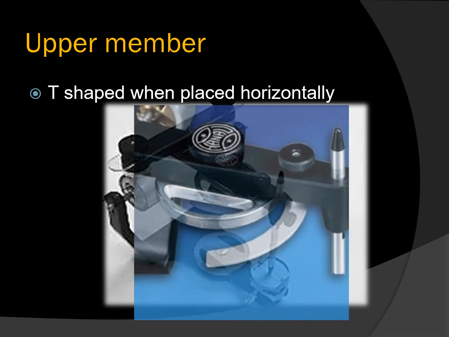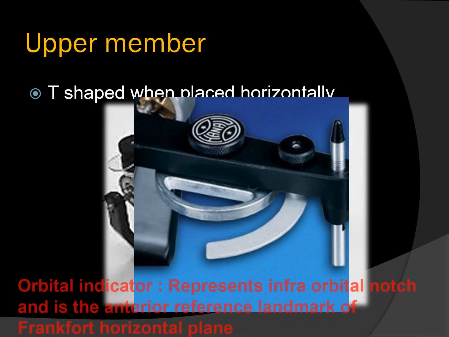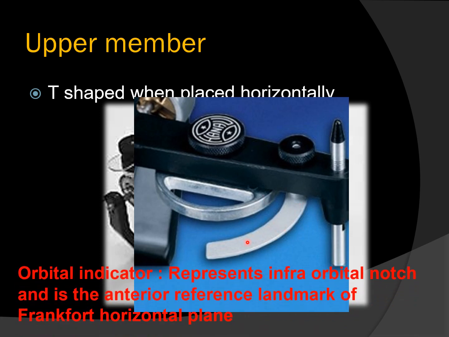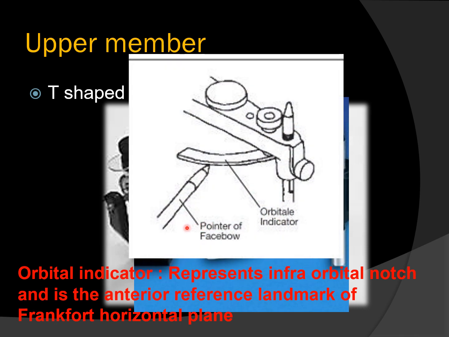Now what is an orbital indicator? It is actually a curved metal shaft. So this is the orbital indicator. It is a curved metal shaft and it represents the infraorbital notch, and it is the anterior reference landmark of the Frankfurt horizontal plane. And you can see here the pointer of the face bow.